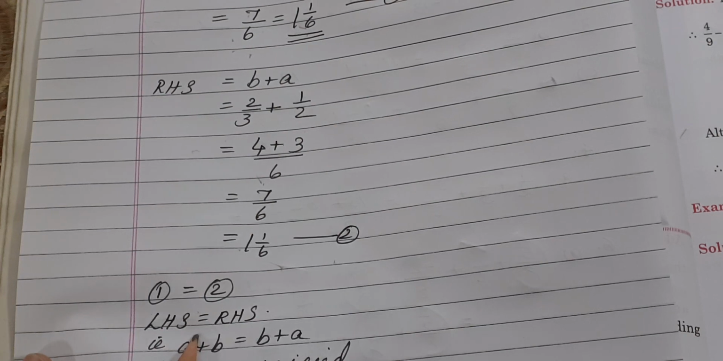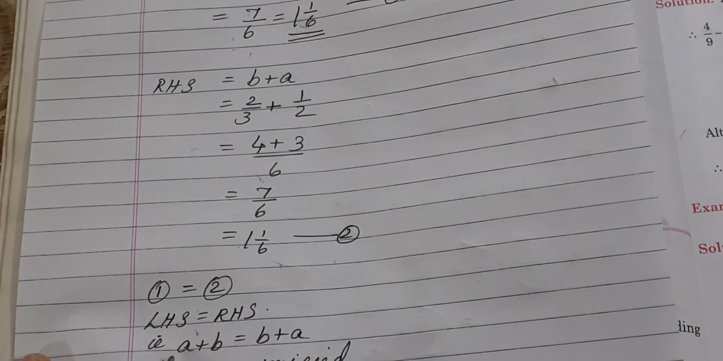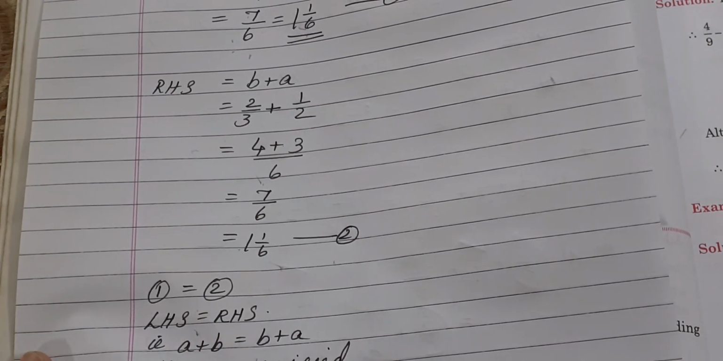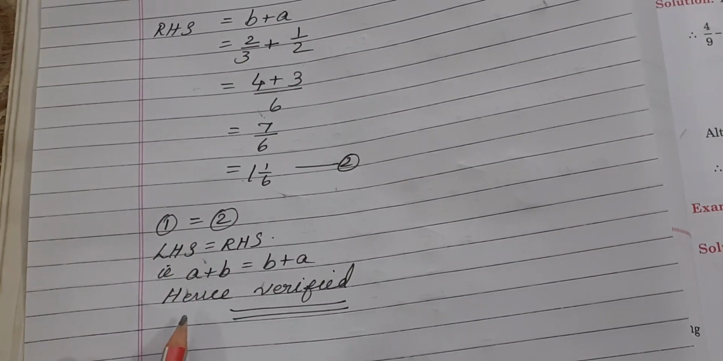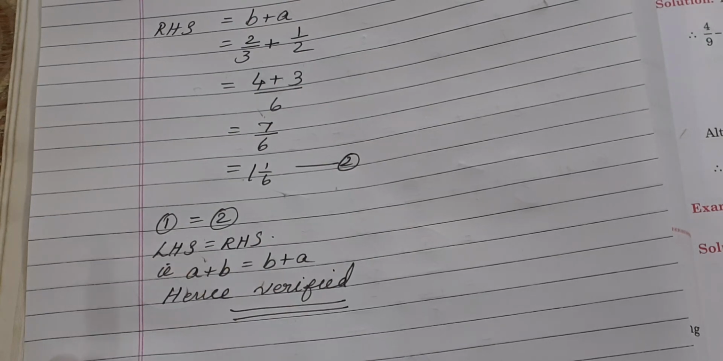That means what we got? LHS is equal to RHS. What is LHS? A + B is equal to B + A. That means what will be our conclusion? Hence verified. Hope it is clear.